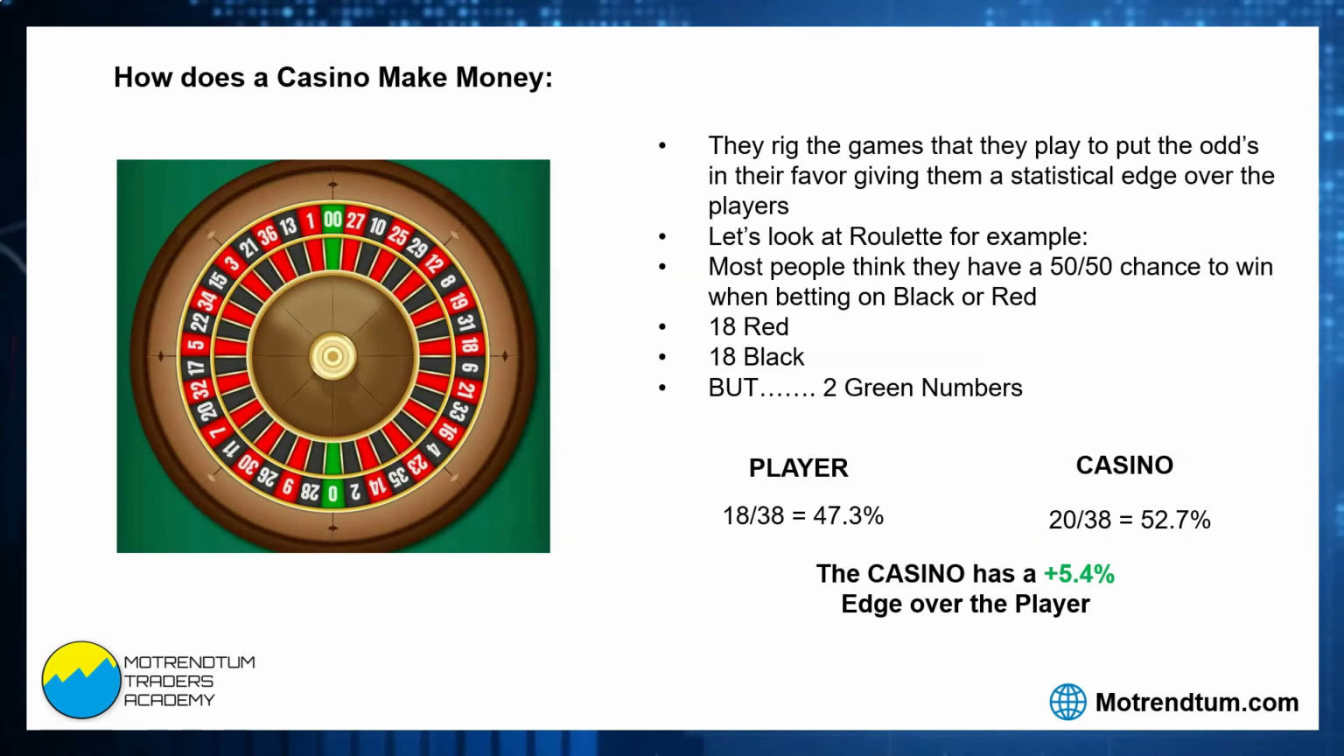Now, you might look at 5.4% and say, well, that's not really big, is it? I mean, 5.4%, it would seem far more attractive if it was like an 80% edge over the player, and a player would only win 20% of the time and the casino would win 80% of the time. That would seem far more attractive.